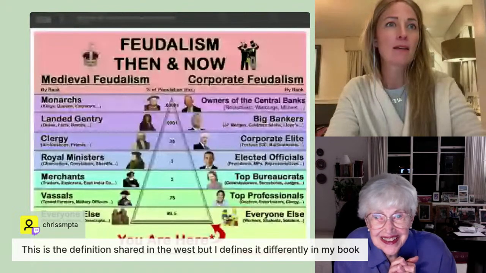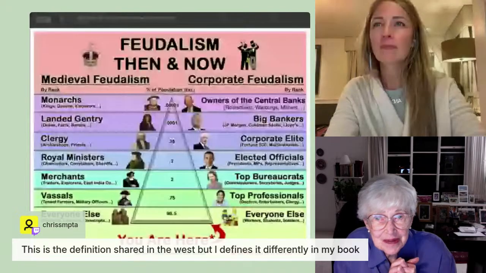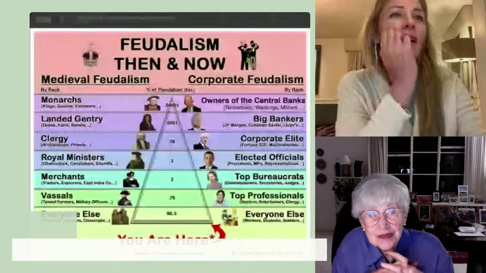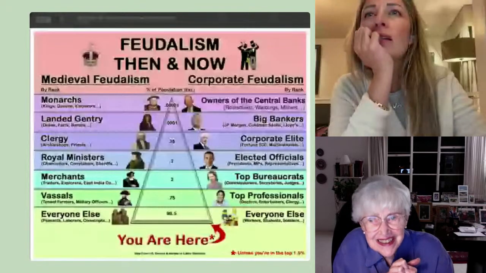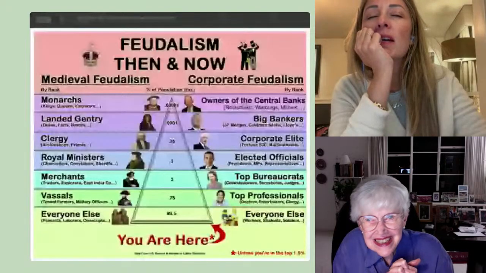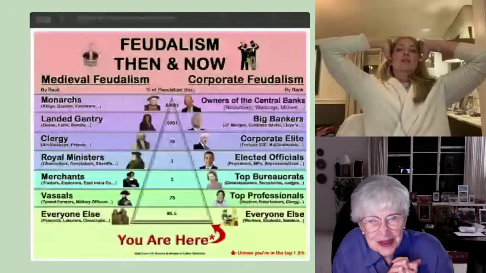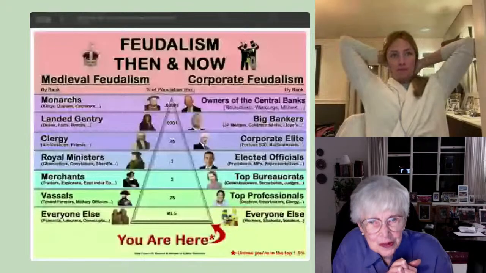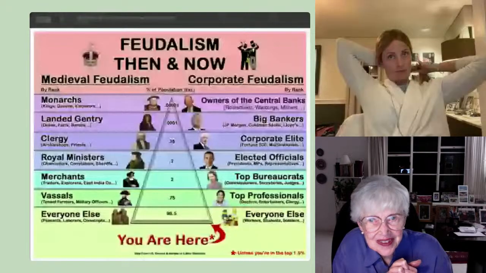Yes. And medieval feudalism and corporate feudalism, that is one wonderful chart. Send it to me. This is good, isn't it? Yes, this is excellent. Because we do have corporate feudalism.